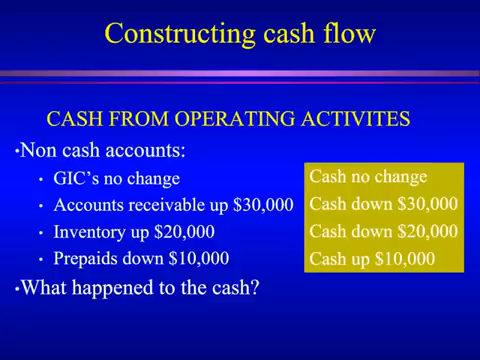Okay, so we've got something going on here. Basically, if our assets go up, our cash goes down. That's a pretty good rule. And if our assets go down, our cash goes up. So just think of it that way. The assets behave in an opposite manner to the cash, or the cash behaves in an opposite manner to the assets, depending on how you want to look at it.